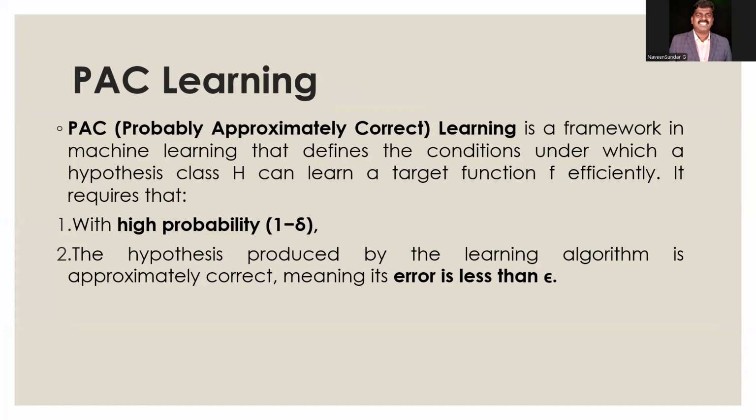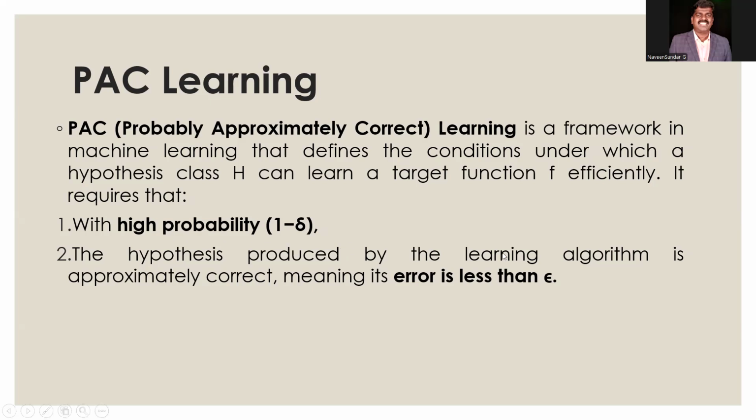In machine learning, mainly it defines the conditions under which the hypothesis class H can learn a target function F efficiently. That is the main thing. So here we have two important parameters, one is epsilon, and another one is delta.